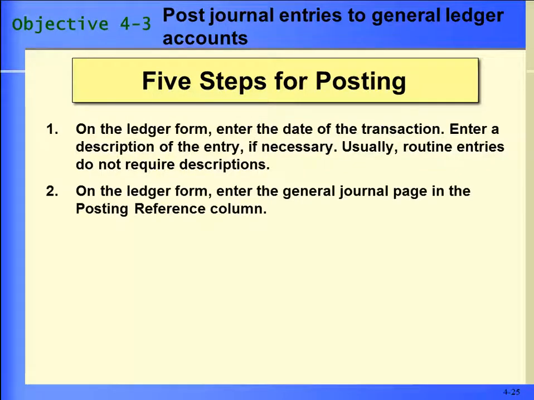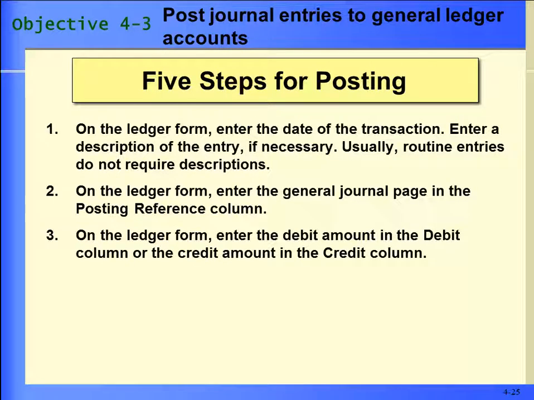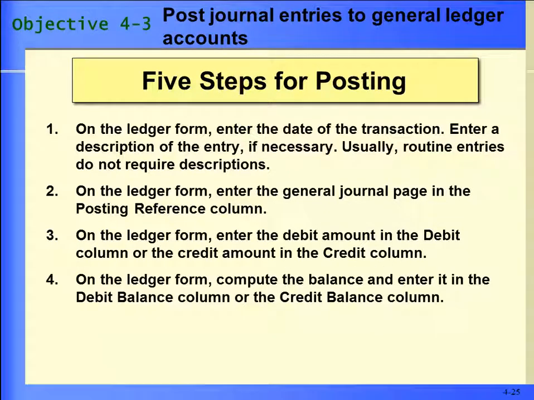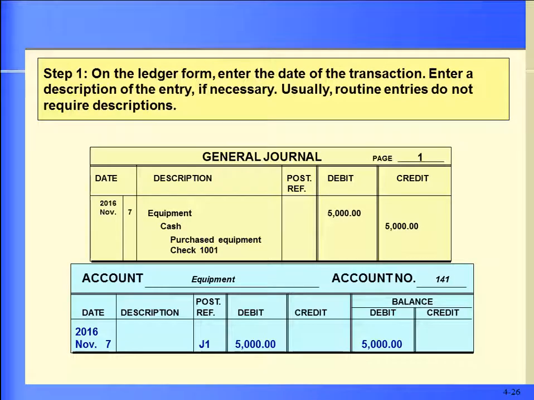On the ledger form, enter the general journal page. On the ledger form, enter the debit amount and the credit amount. On the ledger form, compute the balance and enter in the debit balance column or the credit balance column. So on the general ledger, enter the ledger account number in the post reference column. So this slide is basically just, again, stating what we did in the last slide. So step 1.